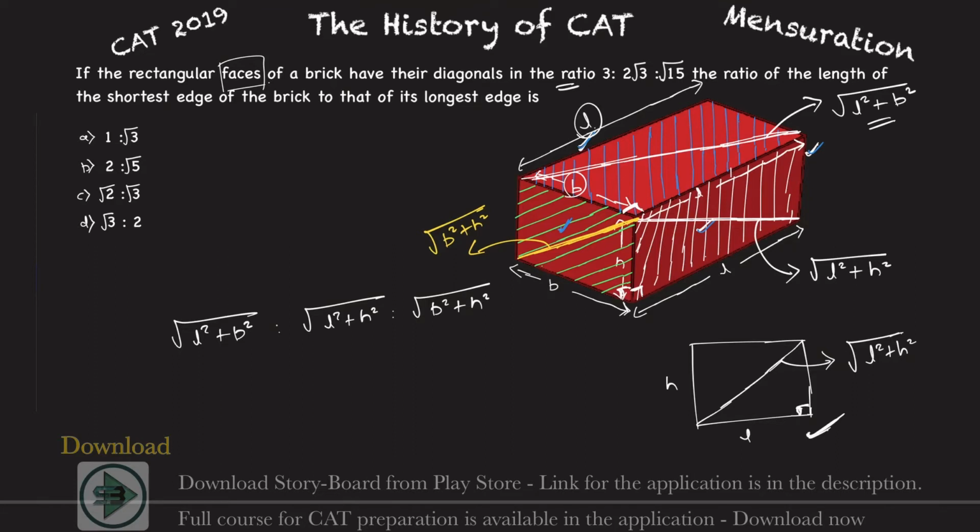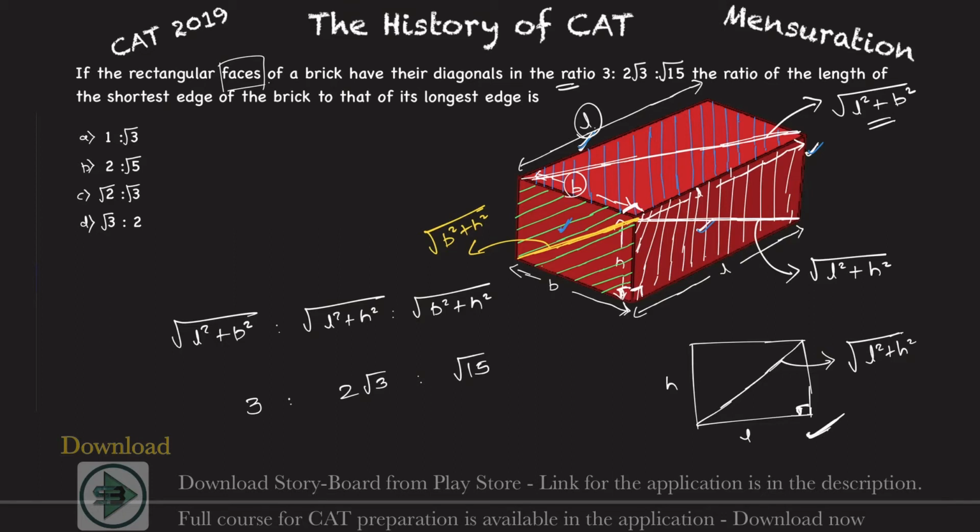If the rectangular faces of a brick have the diagonals in this ratio, correct? Now the diagonals are in this ratio. So these three are in the ratio of 3 is to 2 root 3, 2 root 3 is to root 15. Okay, so this is the ratio of the diagonals that I have here.